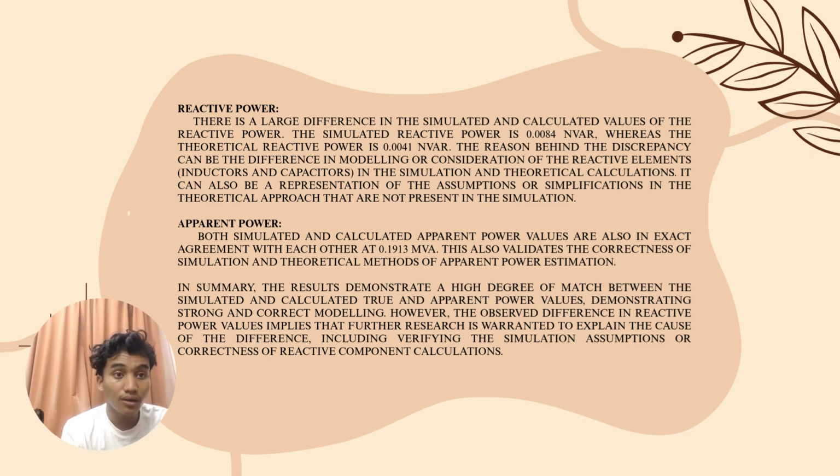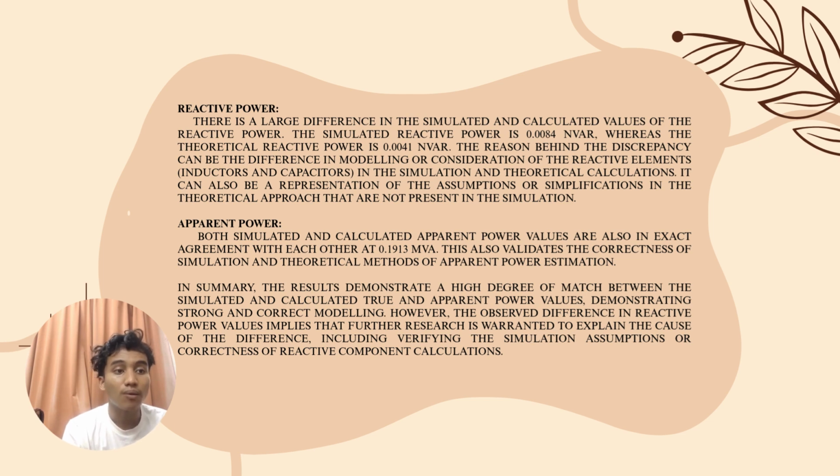Next is the difference in reactive power. There is a large difference between the simulated and calculated values of the reactive power. The simulated reactive power is 0.0084 millivar, whereas the theoretical reactive power is 0.0041 millivar. The reason behind the discrepancy can be a different consideration of the reactive elements, inductor and capacitor, in the simulation and the theoretical calculation. It can also be a representation of assumptions or simplifications in the theoretical approach that are not present in the simulation. Lastly, apparent power.